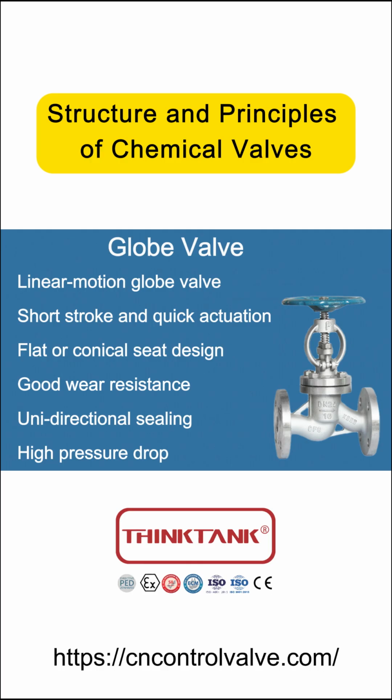However, the media's velocity and direction change inside, causing high fluid resistance. The opening and closing process works against the media pressure, making it difficult for large-diameter, high-pressure applications. Globe valves are directional. With flow from bottom to top, it's easier to open and reduces packing leakage, typically used for low to medium pressure pipelines. With flow from top to bottom, it's easier to close and improves the seal, making it suitable for high-pressure pipelines.